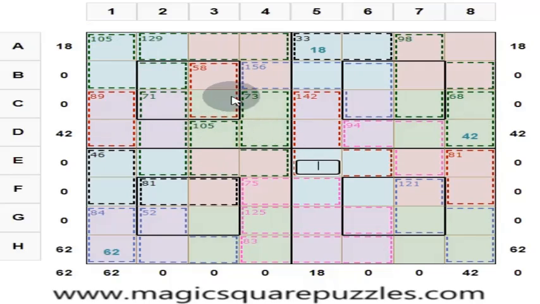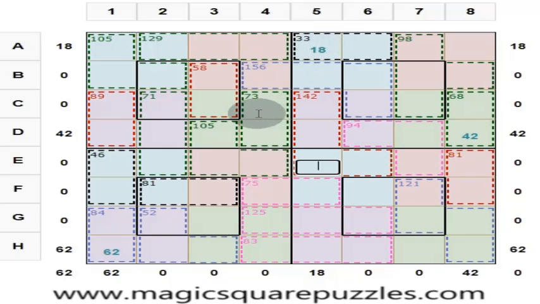Okay. These four numbers in the same color give you 130. Center 2x2 also gives you 130. This subsquare is like this. This subsquare is like that. And this subsquare is like that. Okay. Now, based upon the rules, we will be solving this magic square puzzle. To know more about the rules in solving the magic square puzzle, kindly refer to the video given above.